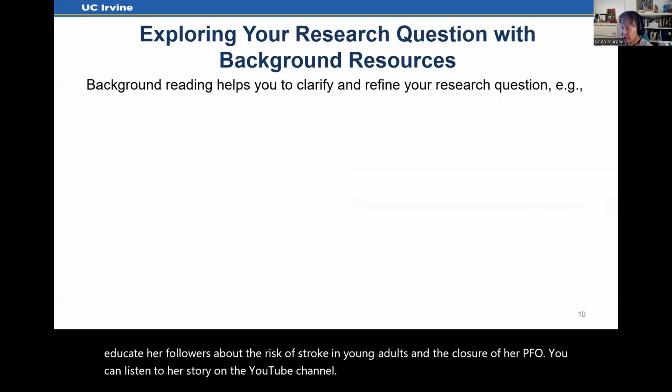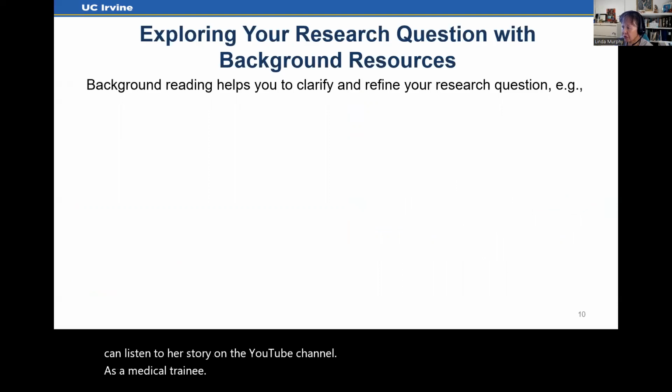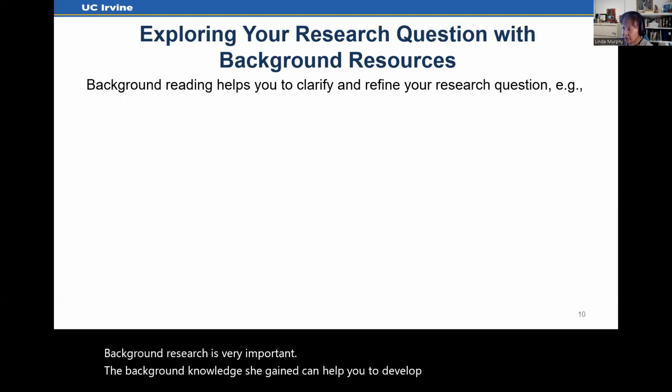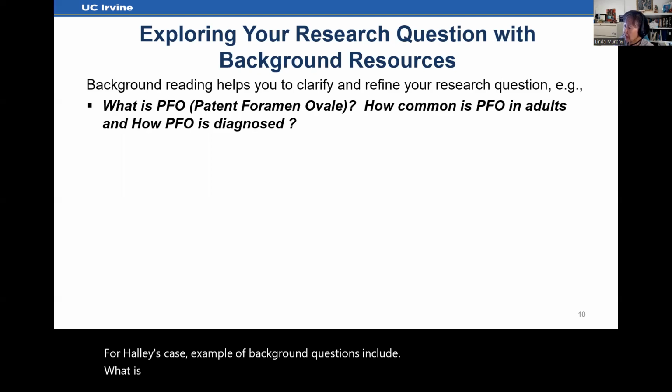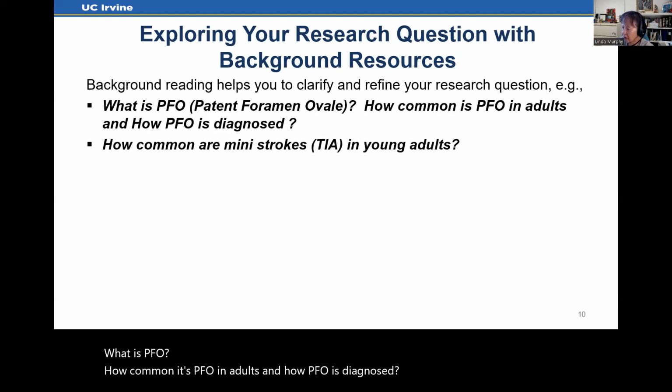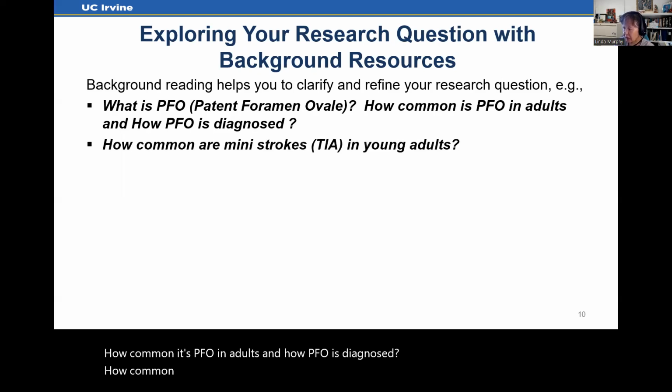As a medical trainee, background research is very important. The background knowledge you gain can help you to develop focused research questions. For Hailey's case, examples of background questions include: what is PFO? How common is PFO in adults, and how is PFO diagnosed? How common are mini strokes in young adults?